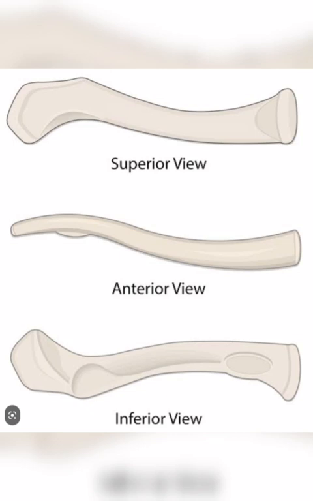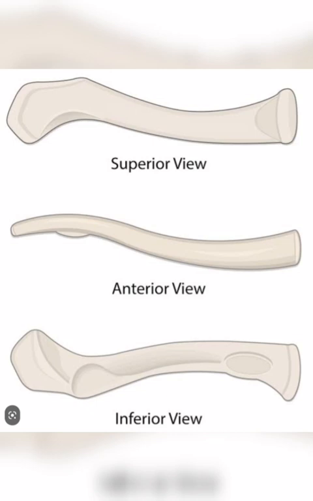And moving on to sex determination of the clavicle. In females, the clavicle is shorter, lighter, thinner, smoother and less curved than in males. And also in females, the lateral end of the clavicle is a little below the medial end. In males, the lateral end is either at the same level or slightly higher than the medial end.